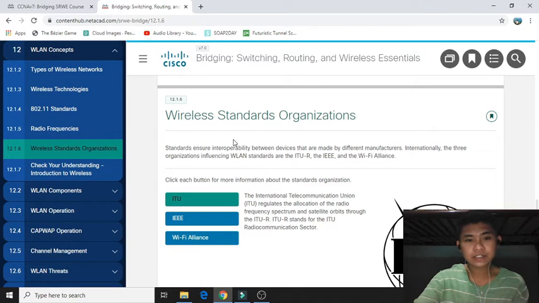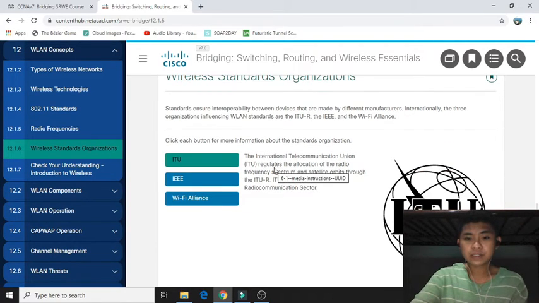And next, here are the wireless standards organizations. First, we have the ITU, which is the International Telecommunication Union. Its function is to regulate the allocation of the radio frequency spectrum and satellite orbits through the ITU-R. ITU-R stands for the ITU Radio Communication Sector.